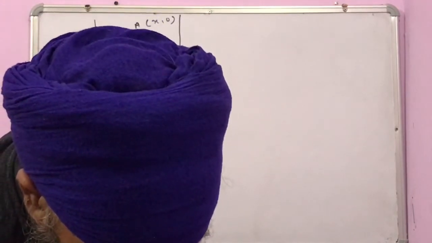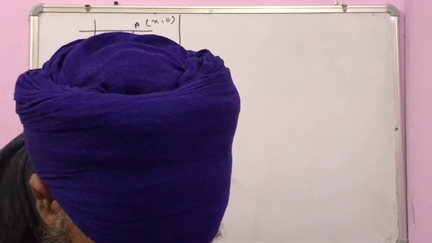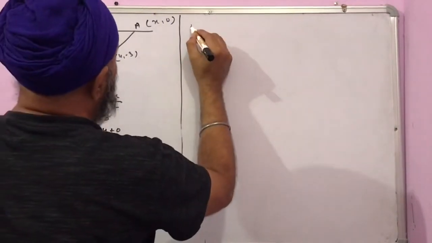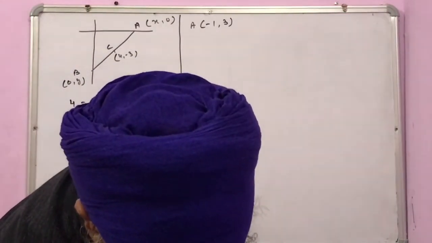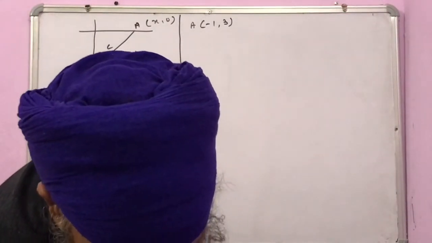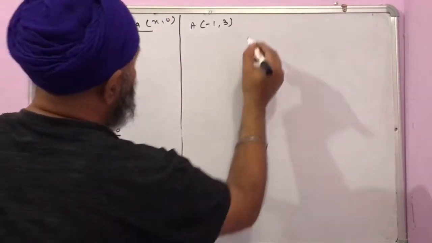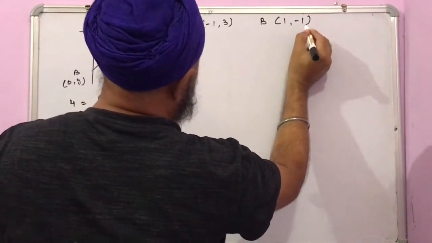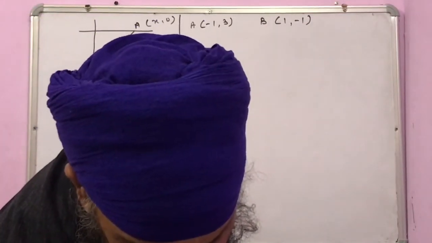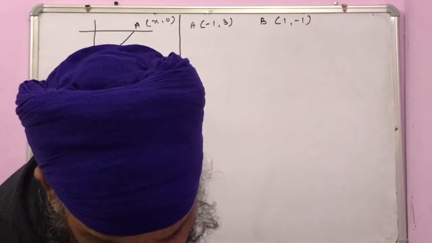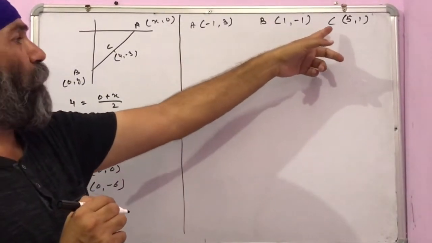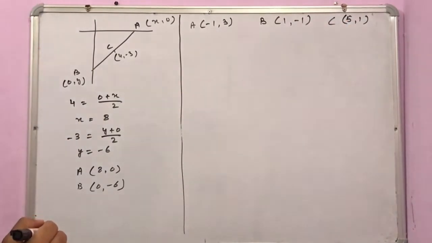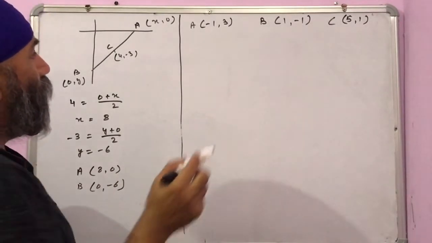So the coordinates of centroid of triangle ABC whose vertices are: A is (-1, 3), B is (1, -1), C is (5, 1). I am using an old book. Some numbers are not visible clearly. So C is (5, 1).